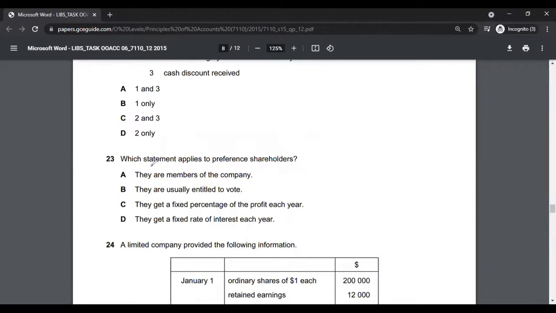Multiple choice 23. Which statement applies to preference shareholders? They are the members of the company. They are usually entitled to vote. In this case you have to pick the most reasonable option. All of the options might seem correct to you, but the most correct option here would be option A. That is, they are members of the company. So the answer to multiple choice 23 would be option A.